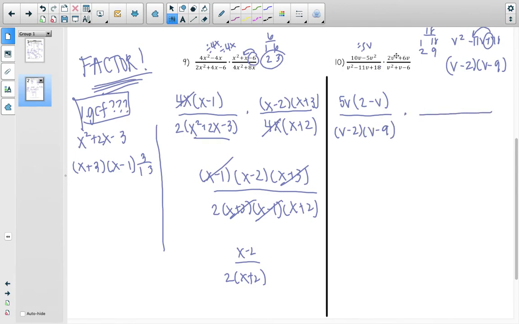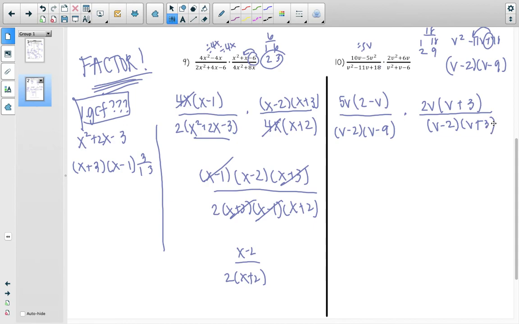times, this has a greatest common factor of 2v. 2 and 6 both have 2 in common. They both have a v at most. So you're left with v plus 3. Okay. And then on the bottom, we need to factor this. Well, we actually already factored it. It's just this is x's. So we said it was x minus 2. So we're going to have v minus 2 and v plus 3.